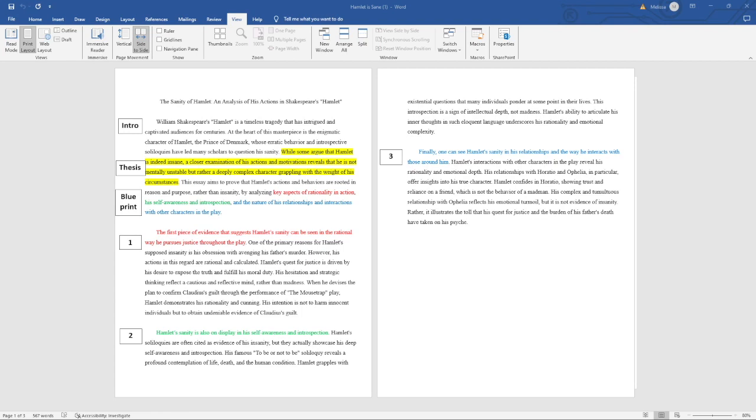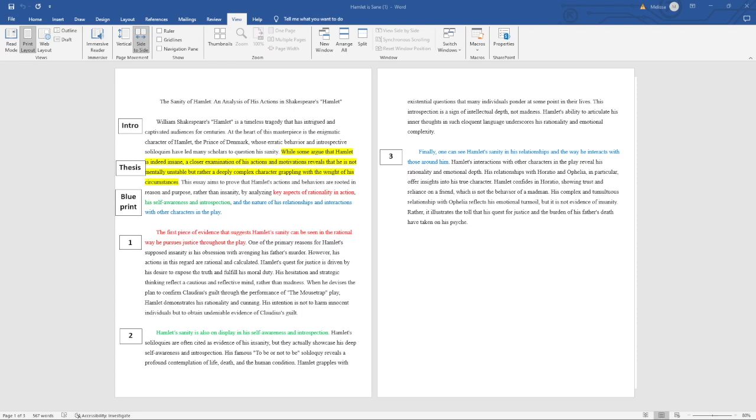But how are we going to do that? Well, we're going to look at three things. We're going to look at how he's rational in his actions. We're going to look at the fact that he's self-aware and introspective. And finally, we're going to look at how he interacts with the other characters in the play. Doesn't really act like someone who would be crazy.